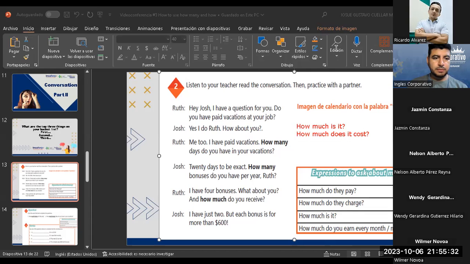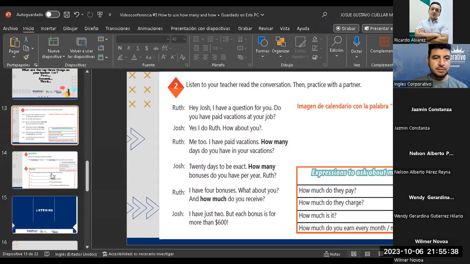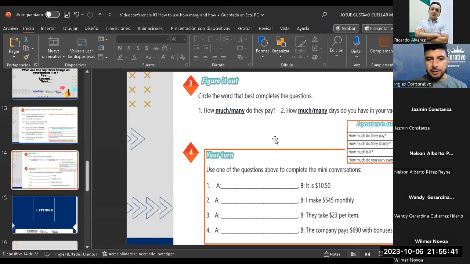Let me check. Okay. Vamos a ver acá. Tenemos el how much and how many. Okay. Tenemos las expresiones, ¿verdad? En este caso, how much do they pay or how many do they pay? Cualquiera de las dos. How much days do you have in your vacations or how many days? Yasmin, ¿alguna idea con la número uno? Será how much do they pay or how many? How much? Yes, how much do they pay? ¿Cuánto pagan? Okay, thank you.